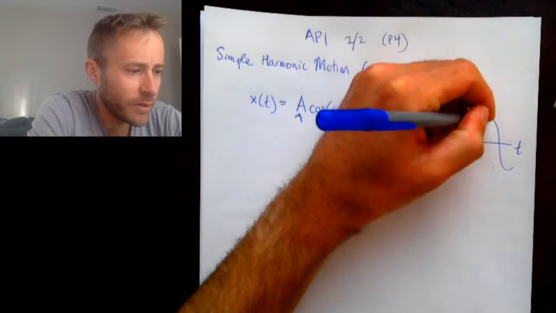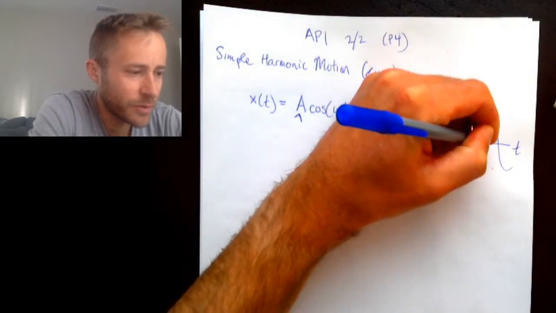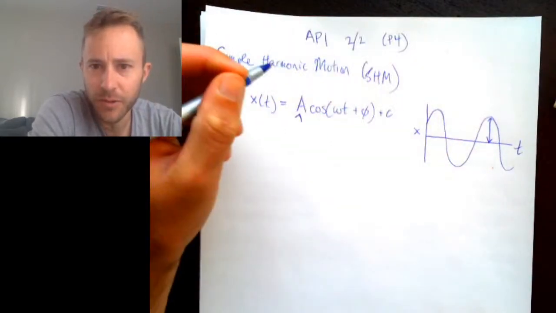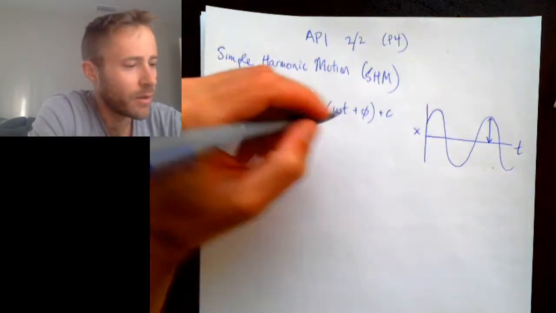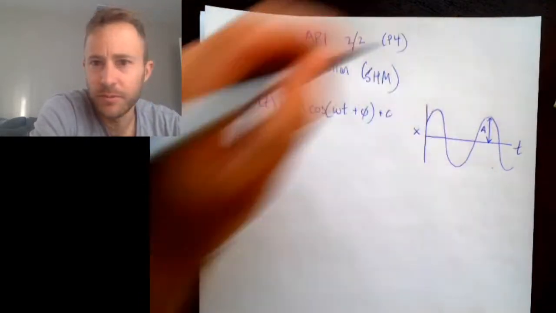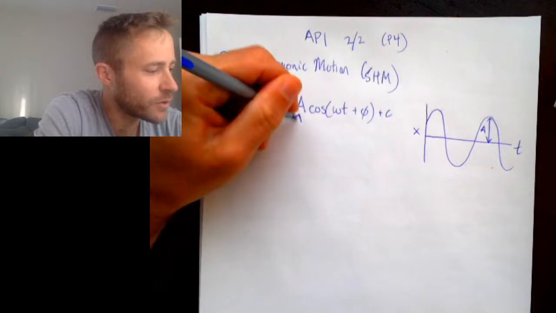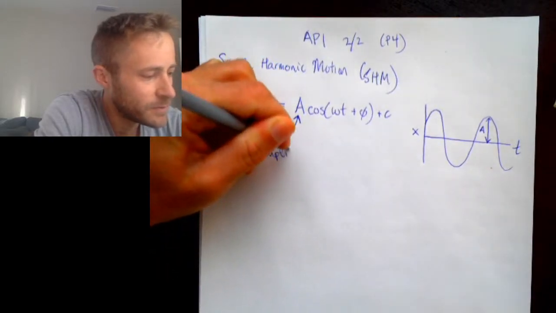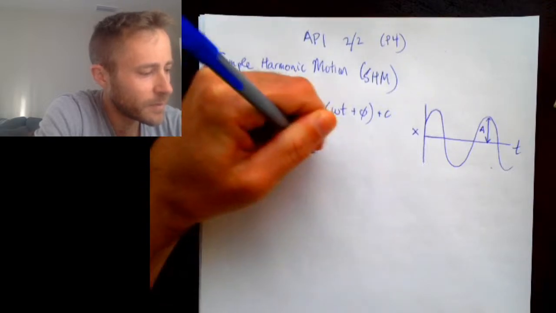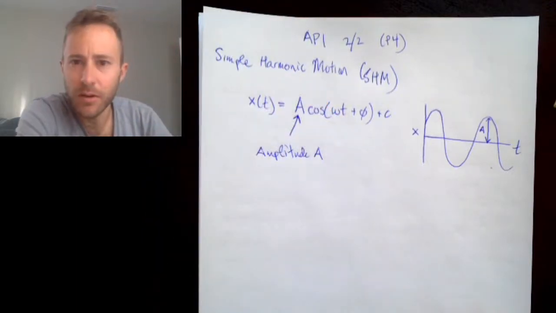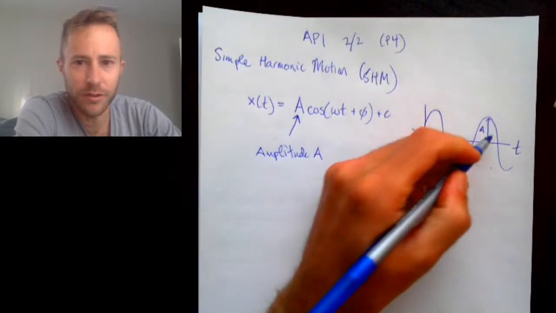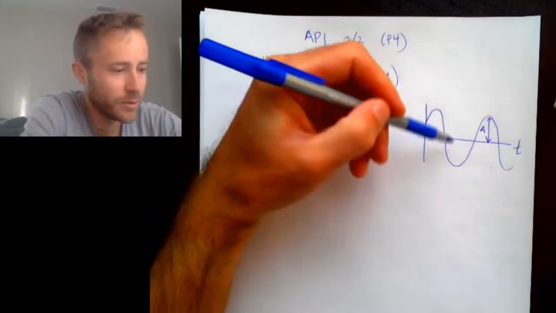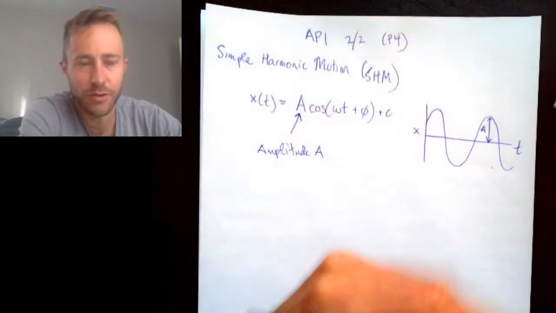Now, if we look at the size of the vibration from the center line, that is the amplitude A. So this is called the amplitude. All right. So however tall it is. So to have a bigger amplitude means that the swings are larger.